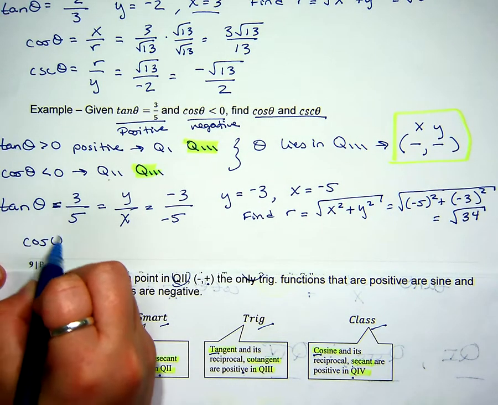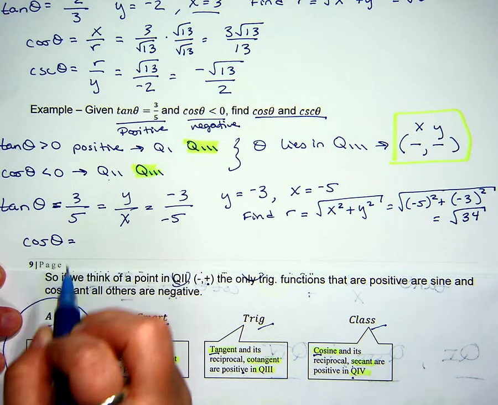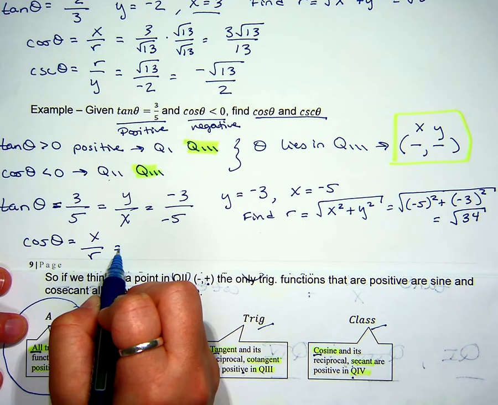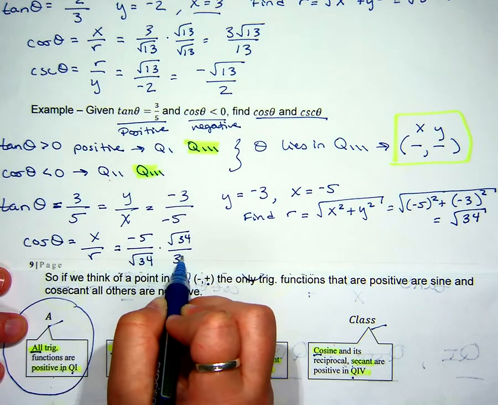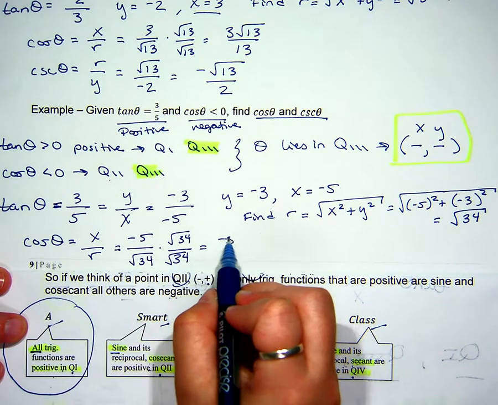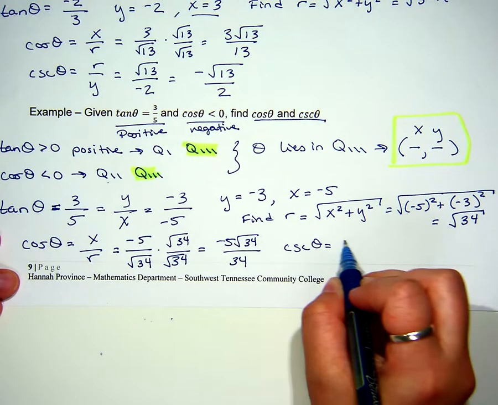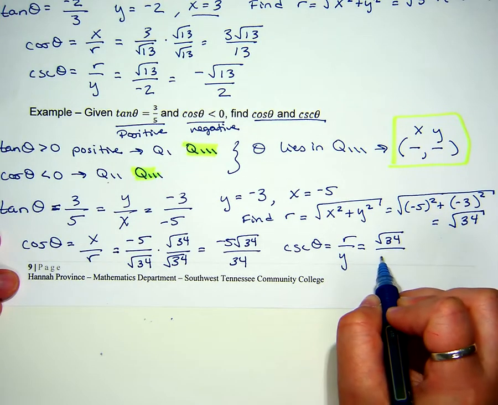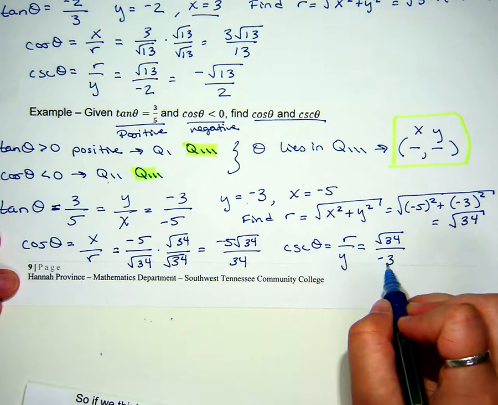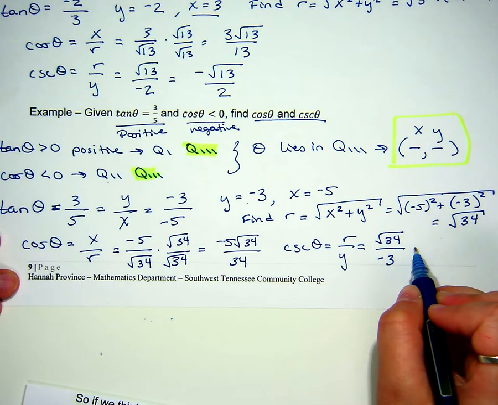We need to find the cosine of theta, and we need to find the cosecant of theta. Now cosine is x over r. My x is negative 5. My r is square root of 34. You have to rationalize so that you'll get negative 5 square roots of 34 over 34. And I want to find cosecant of theta. Cosecant is r over y. So that's the square root of 34 over y is negative 3. Always bring your negatives to the top. So you get negative square root of 34 over 3.